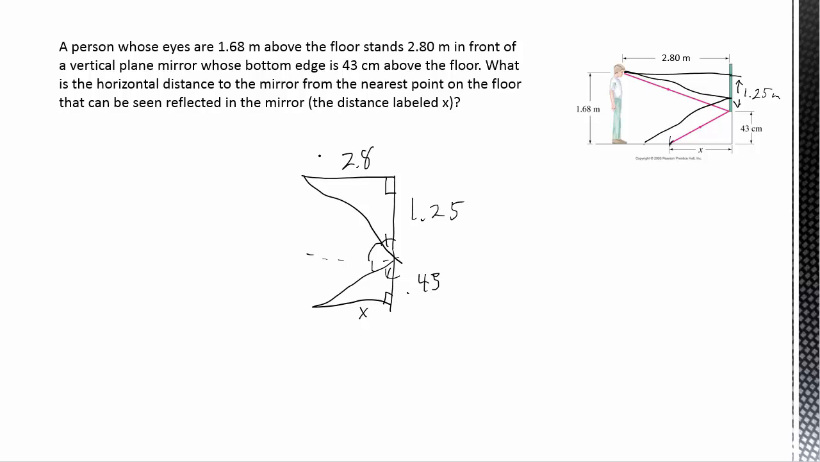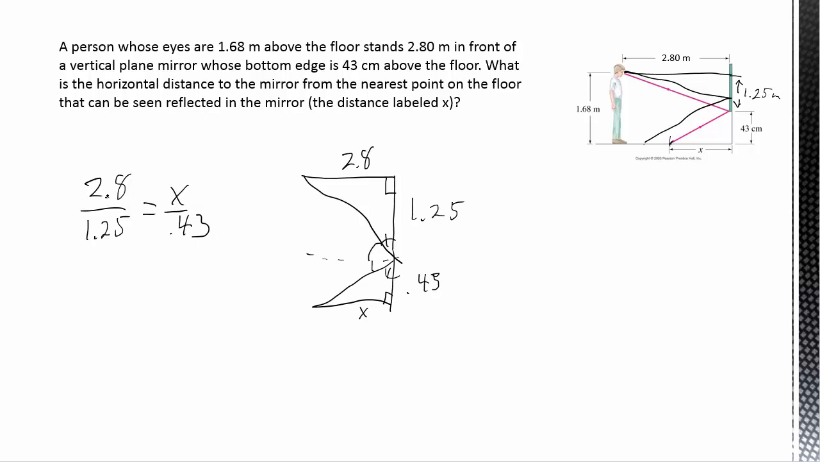We can say 2.8 is to 1.25, as x is to 0.43. That's how similar triangles work. As long as you have the sides opposite the same angles, then the ratios between those sides will match the ratio between the other sides of a triangle that has the same angles.